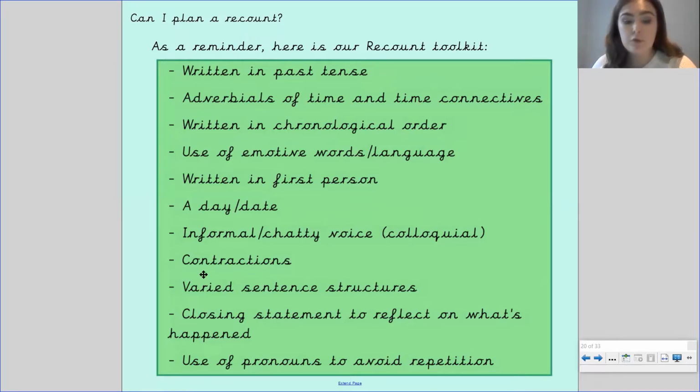You're going to have some contractions. You need varied sentence structures, which means you can have some short sentences and some longer sentences. And if you really want to push yourself, you could try and think about including subordinate and relative clauses. We've already learnt about those, and that's if you want to challenge yourself further. You need a closing statement to reflect on what's happened that day, and then a use of pronouns to avoid repetition. So that's avoiding using the name over and over again. You'd use he or she or they to avoid that repetition.